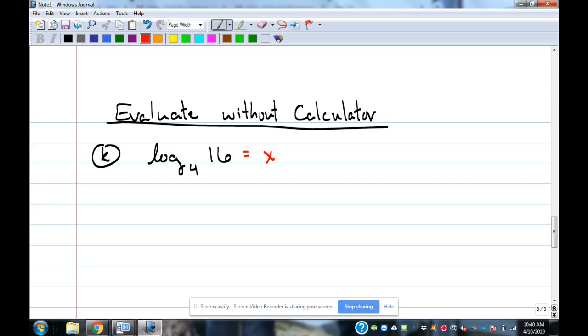Now, can I rewrite that as an exponential? 4 to the x equals 16. Hey, I know something about 4 and 16. What do I know about 4 and 16? 4 squared is 16. So what does log base 4 of 16 have to equal? 2. So by being able to rewrite it as an exponential, it helps me to think about what numbers are happening, and I can get the solution to that without typing it into the calculator. Okay.